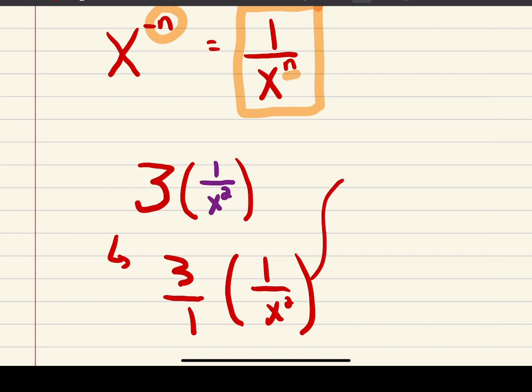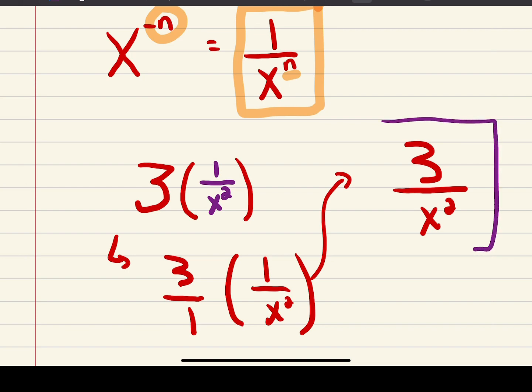And when we do that, the most simplified version of this is going to be basically 3 over x squared. And that's how we would approach that kind of test question.